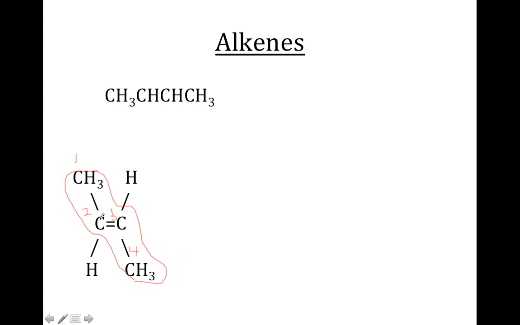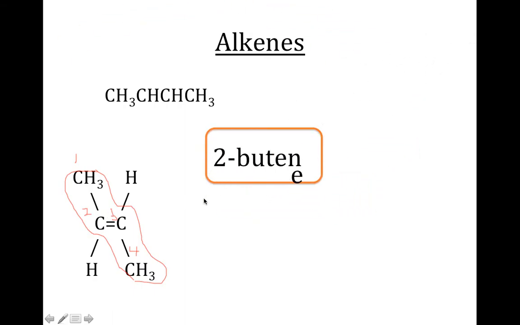If the double bond was here, it would have been 1-butene, between first and second. If it was here, it wouldn't be 3-butene, it would be 1-butene as well, because it would have been between the first and second. But because it's between the second and third, we call it 2-butene. So you look at the two carbons, their locations involved in the double bond, 2 and 3, and you put the lower number for the address. That's it for 2-butene.